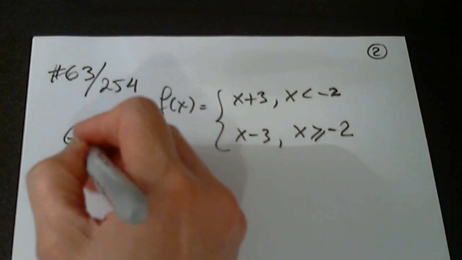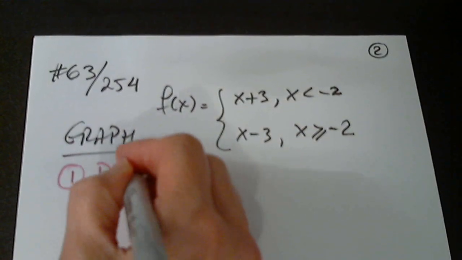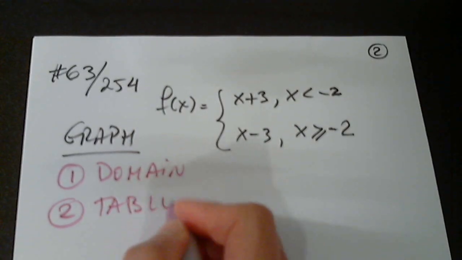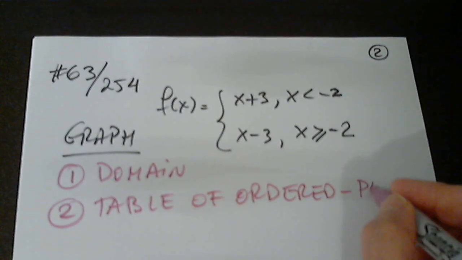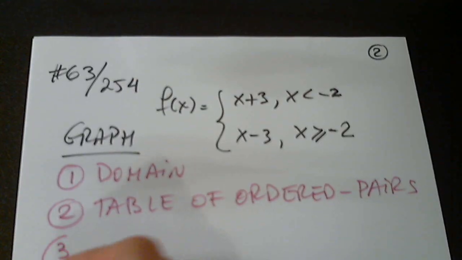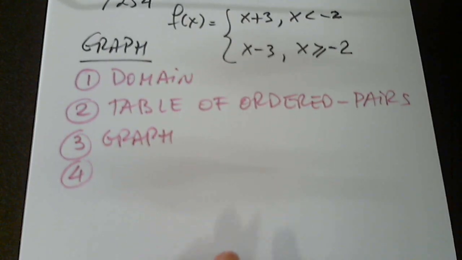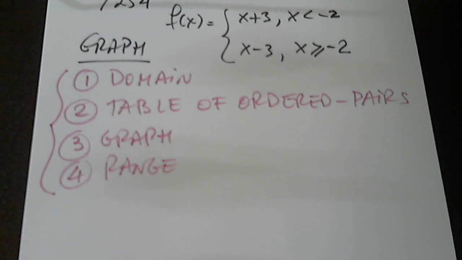So here we're asked to graph this function. Please remember, every time we're asked to graph a function, we have to start with a domain. This is our first step, domain. Number 2, table of ordered pairs. Number 3, graph. And potentially, if we are asked to, number 4, range.